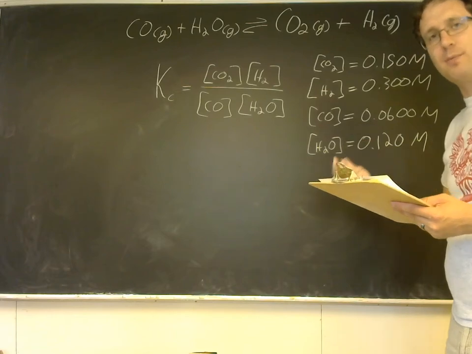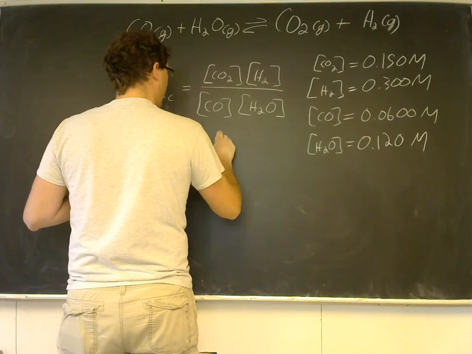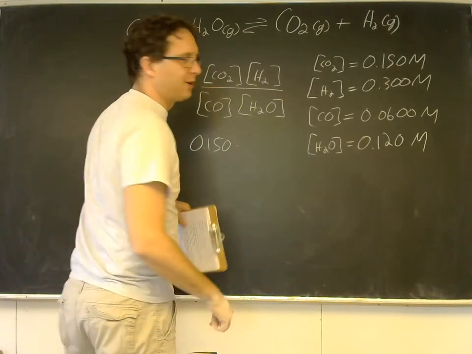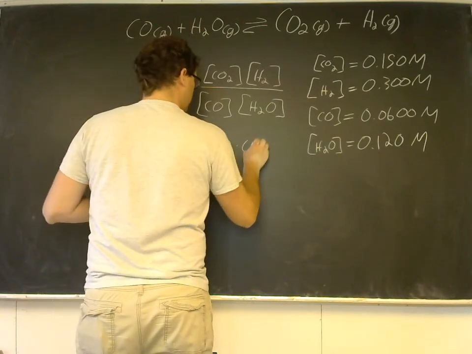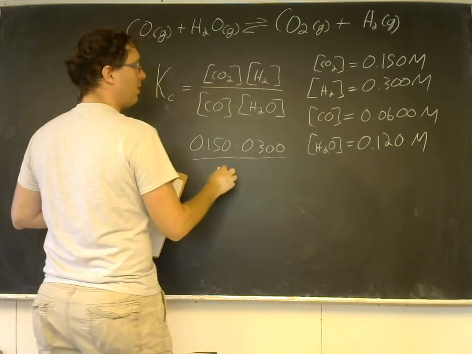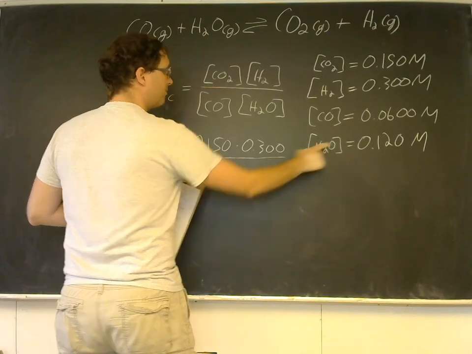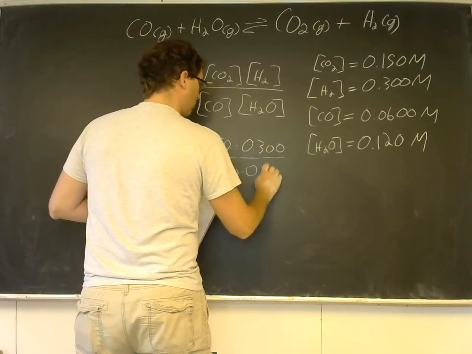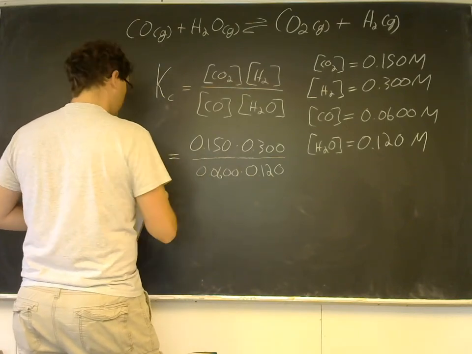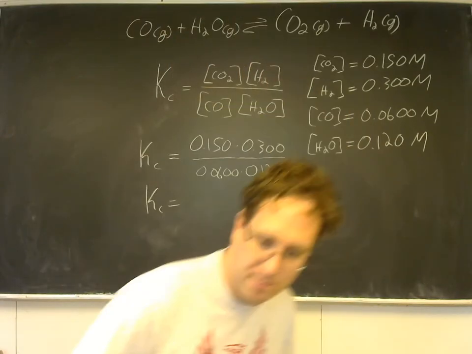Well, using these values, we can just plug them in and we can find the equilibrium constant. So CO2 is 0.150. And remember, this is one time I can be sloppy. I'll just leave off the molar. H2 is 0.300. Carbon monoxide is 0.0600. And H2O is 0.120. That's all going to equal Kc. So that's pretty simple math to work out.